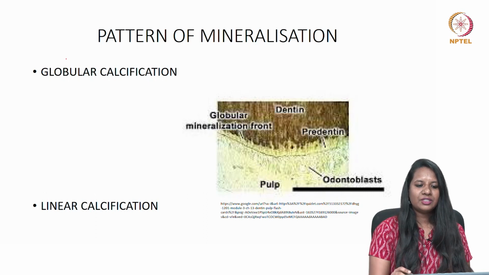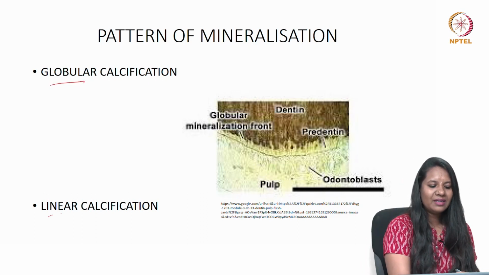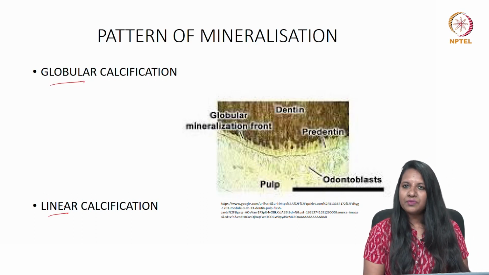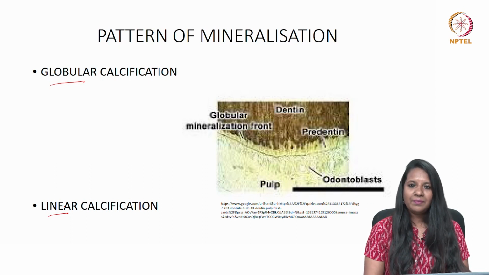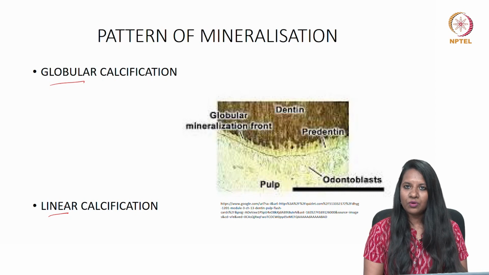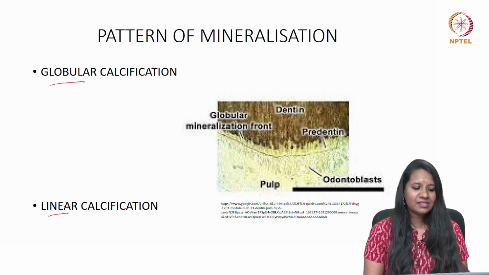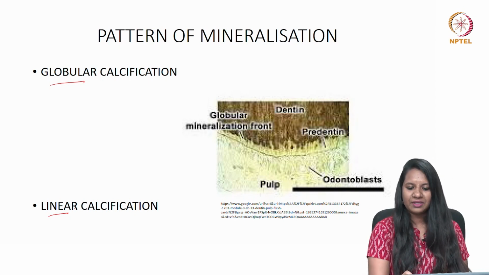The pattern of mineralization could be either globular or linear. Globular calcification is nothing but the globules fused together to form a homogeneous mass, whereas that pattern of calcification, when it slows down or when it is organized, we call it linear calcification.